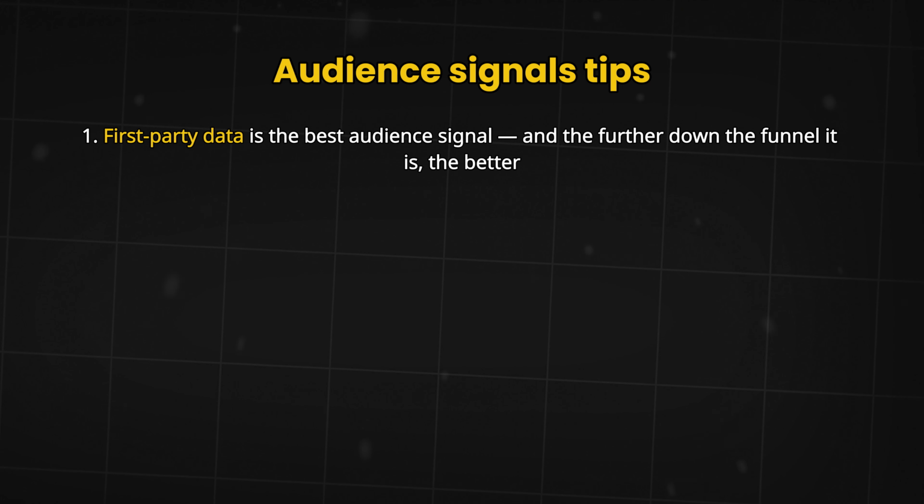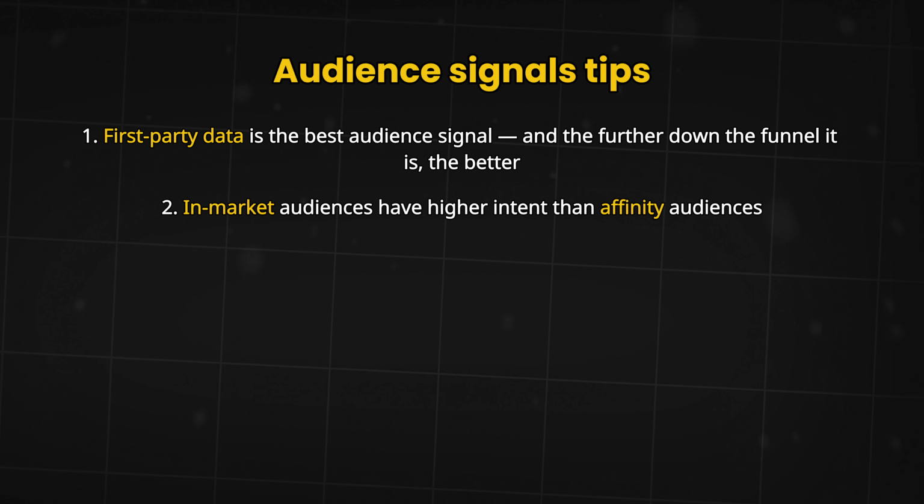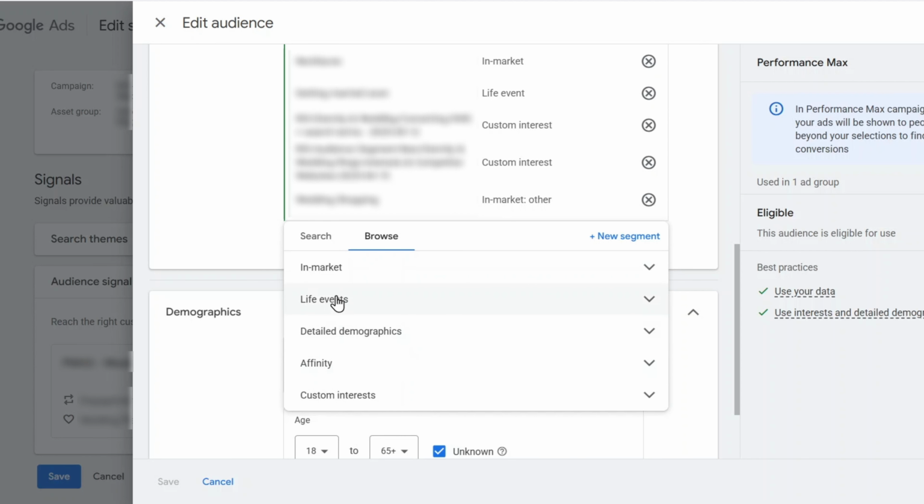If you advertise for a young company and you don't have a customer list large enough yet, you can add your GA4 audiences as well, like your website visitors or initiate checkouts, for example. Just make sure that your Google Ads and your GA4 accounts are linked, and you will be able to select them directly in your audience signals. My second tip is that in-market audiences have higher intent than affinity audiences. So if you have to choose between the two, I would suggest prioritizing in-market audiences as a signal.